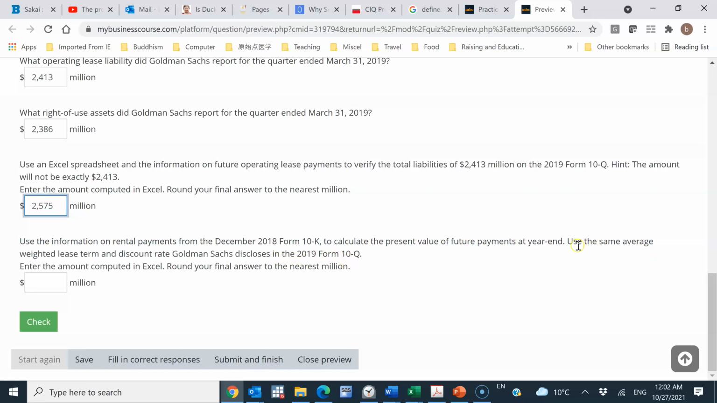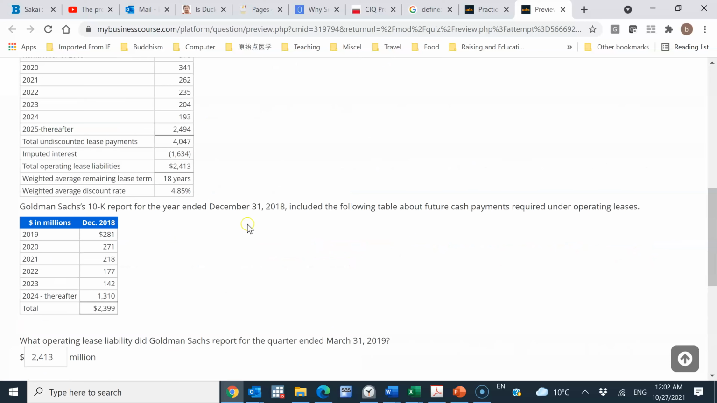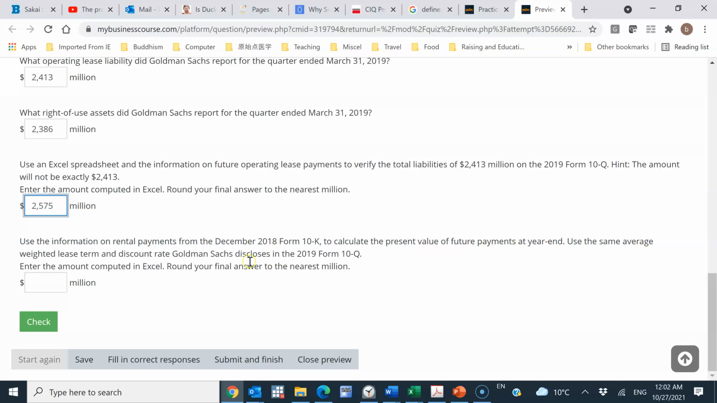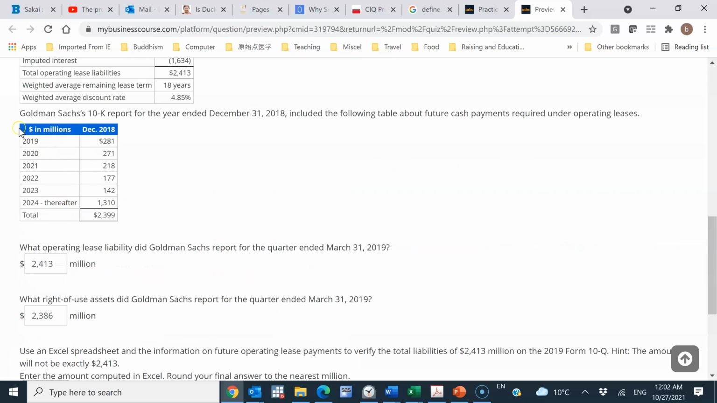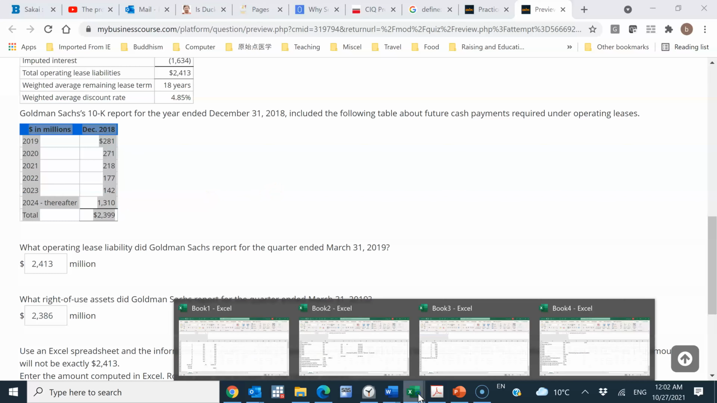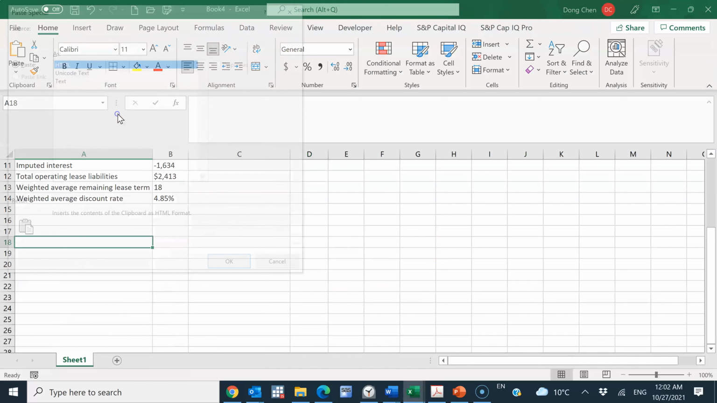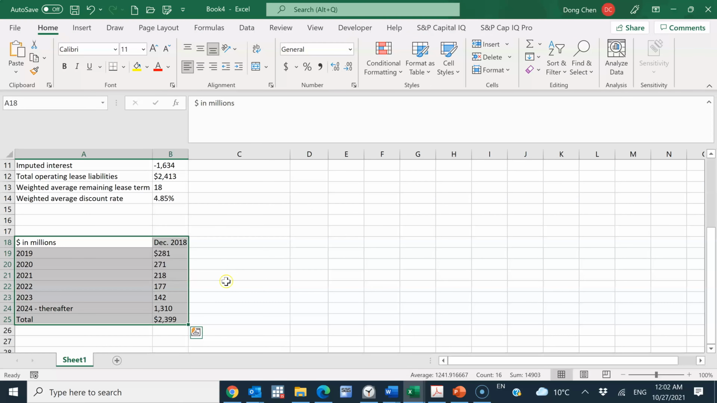So basically, what the last sentence tells us is that we're going to still use this 18 years and the discount rate, and then we're attached to this 10K table here, and then we still calculate the present value of all future lease payments. So enter the amount to compute in Excel, rounded to the final answer to the nearest million. So again, the first step for me is to copy this into Excel. So copy that and paste special as text.